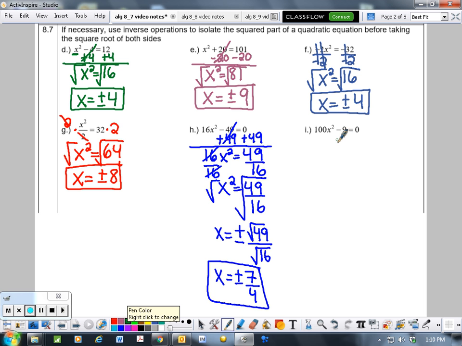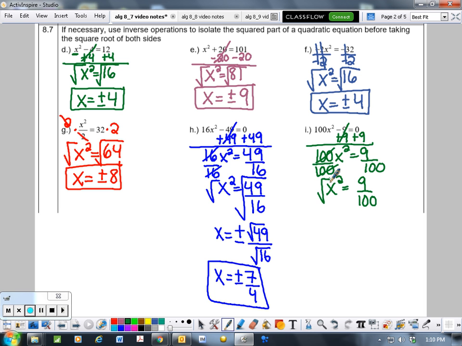And our next one, same idea. I add 9 to both sides. So I have 100x squared equals 9. I divide by 100. So now I get x squared equals 9 over 100. I now square root, so x equals positive and negative. The square root of 9 is 3. Square root of 100 is 10. And there's our answer. So as you can tell, I'm only on page 2 of 5 because we're slowly getting more and more complicated, and we're building up to another method.